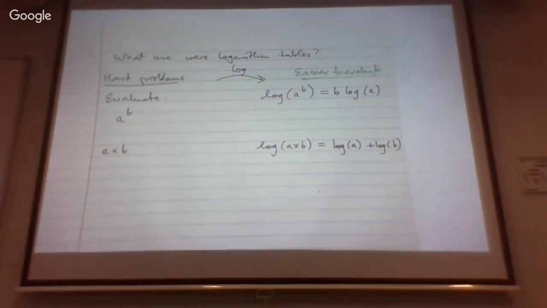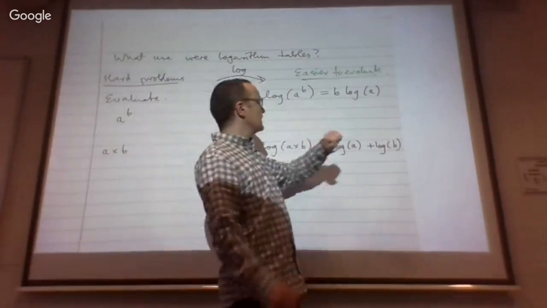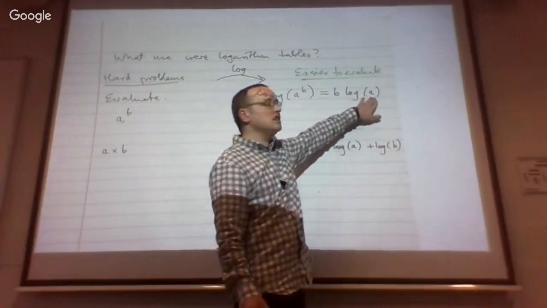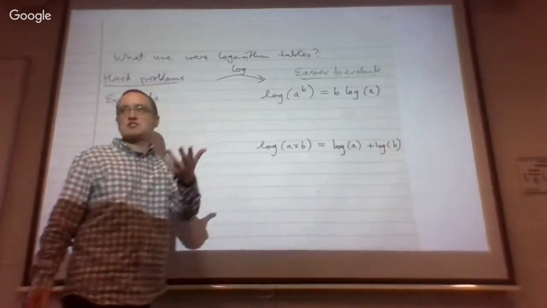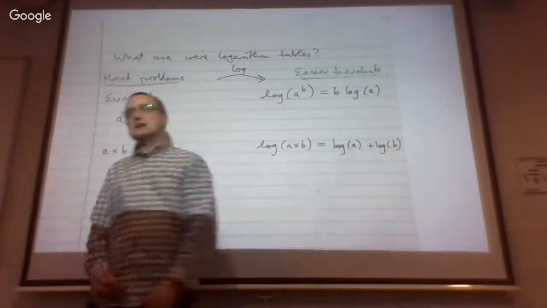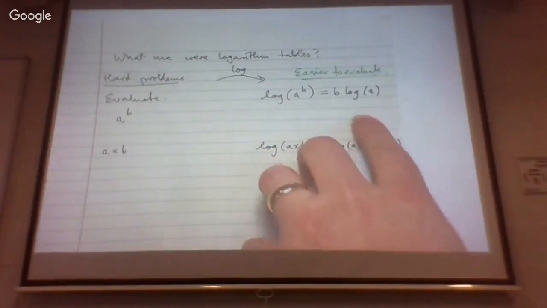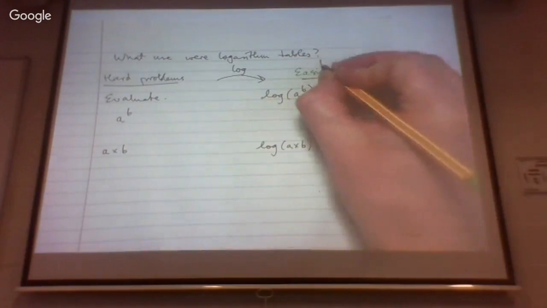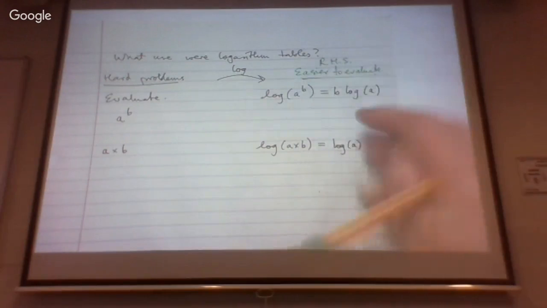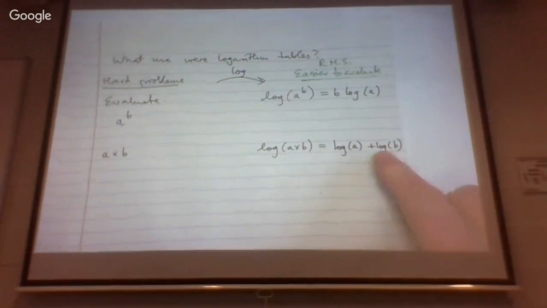People went to the trouble of constructing the table. You only have to do that once. When you had the table, you could use it again and again. So we can read off using the table, in our pre-calculator, pre-computer days, what the logarithm of a is, or what it approximately is. And similarly, the logarithm of b. And we can evaluate these right-hand sides. So the right-hand side of these equations is easier to evaluate.